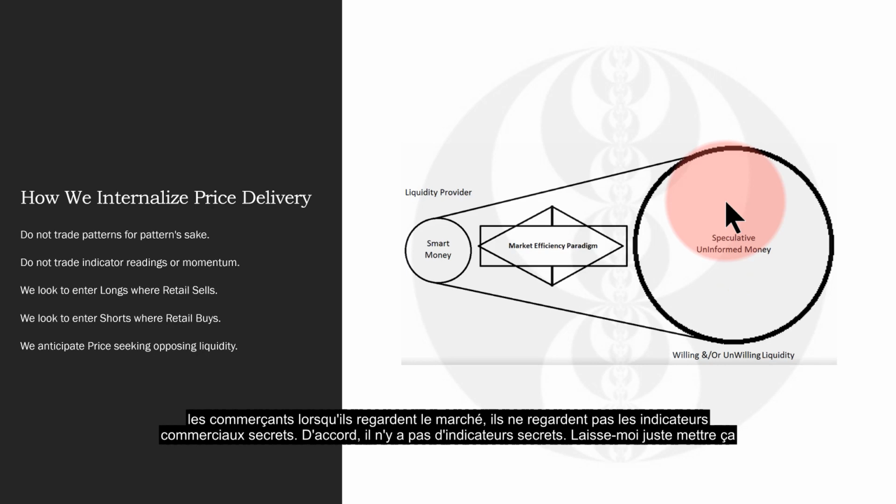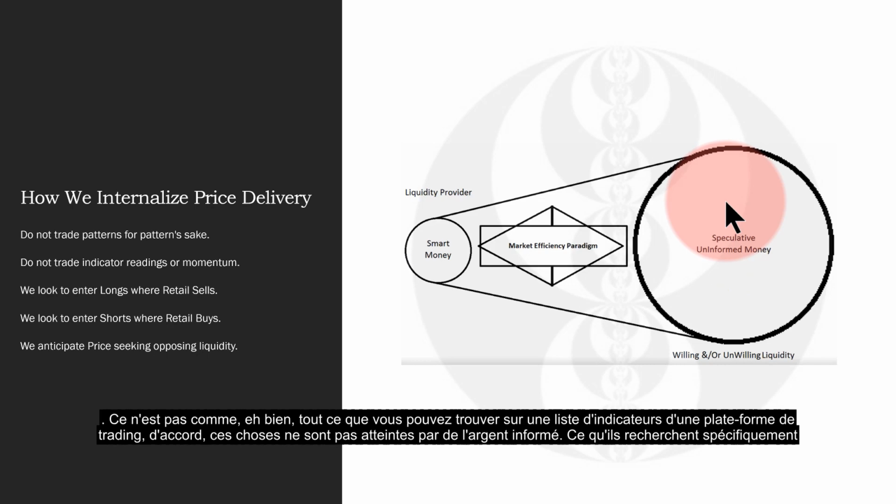Smart money traders, when they look at the marketplace, they're not looking at secret trading indicators. Okay, there are no secret indicators. Just let me put that to bed right now. Now there may be traders that have tools that they like to measure price action with. That's not like a stochastics. It's not like an RSI. It's not like anything you can find on a trading platform list of indicators. Those things are not reached for by informed money.